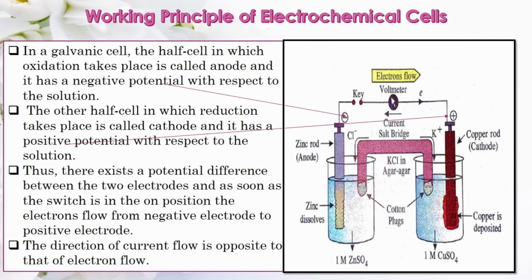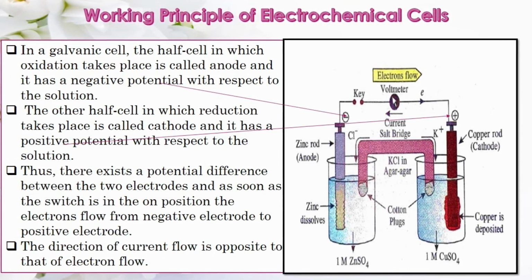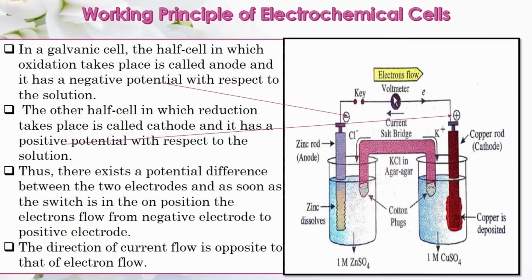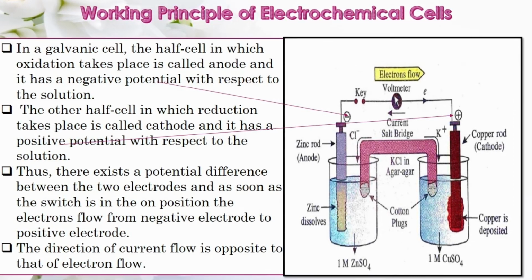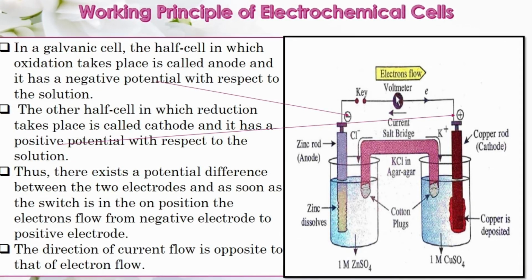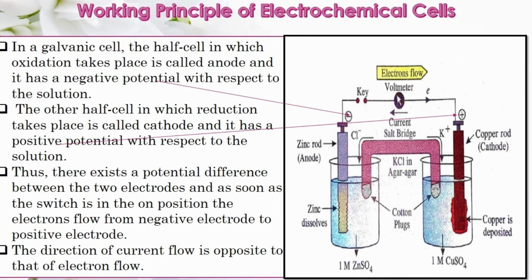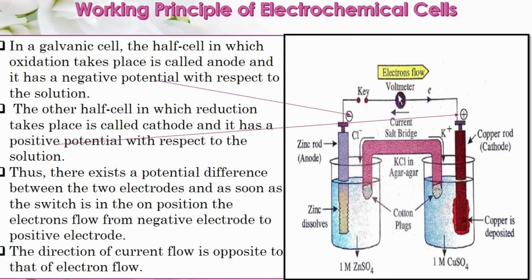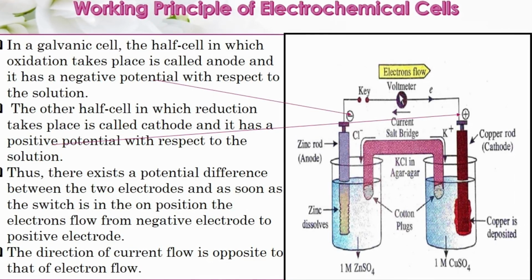And that potential difference we call the electrode potential. We have seen in a galvanic cell, the zinc rod has negative potential with respect to its solution and the copper rod has positive potential with respect to its solution. So if you take these two electrodes, they have opposite charges. Hence, a potential difference will be created between them.